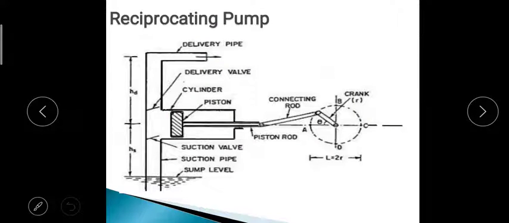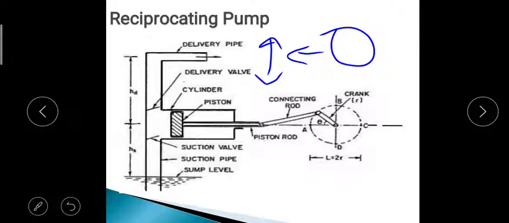So, reciprocating pump is the one in which we are converting rotary motion into reciprocating motion. As we have seen in centrifugal pump, we are converting mechanical energy into hydraulic energy because of rotation of the impeller. But in reciprocating pump, it is mainly because of reciprocating motion. And in this, the rotary motion is converted into reciprocating motion.